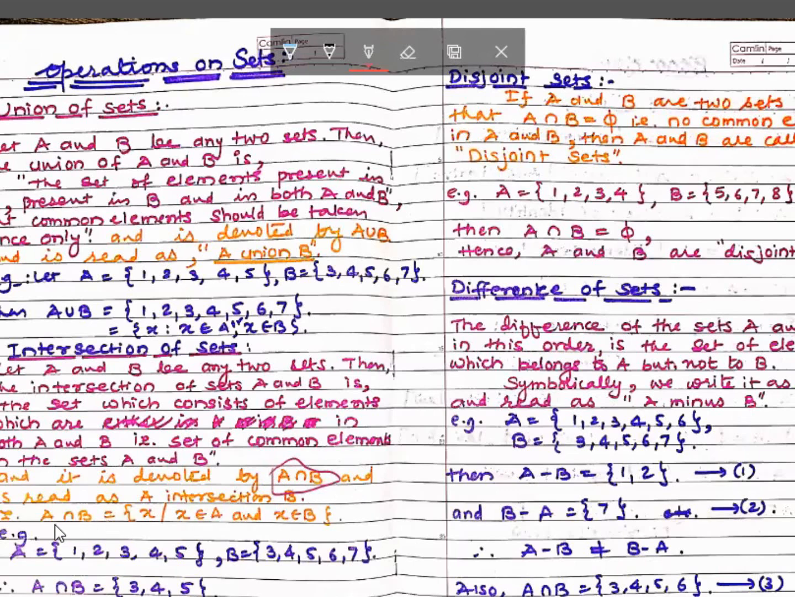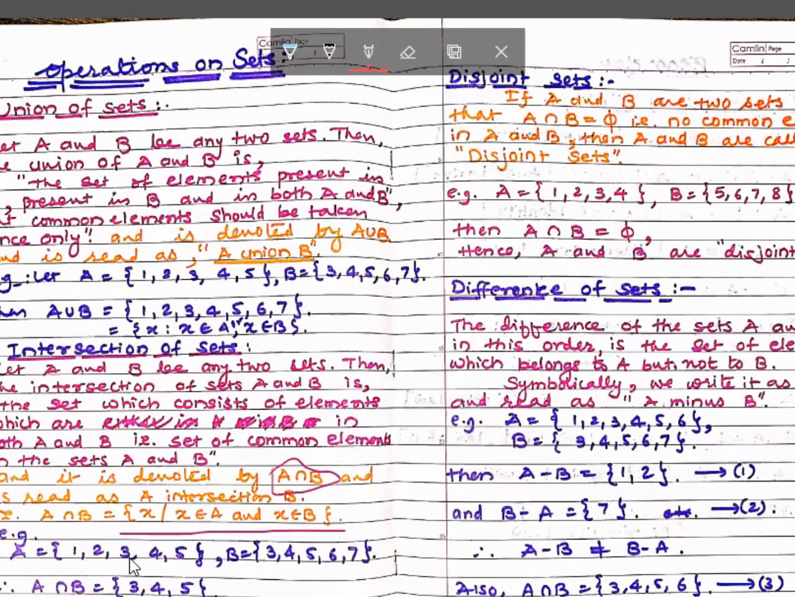A intersection B in symbolic form, again we can write in set builder form in this way. It is a set of all such x's such that x belongs to A and x belongs to B. Here the connective used is 'and', which means it is compulsory to be in both A and B. Hence, this is the way to write the intersection of two sets in set builder form. Okay, so let's see the example for this too.